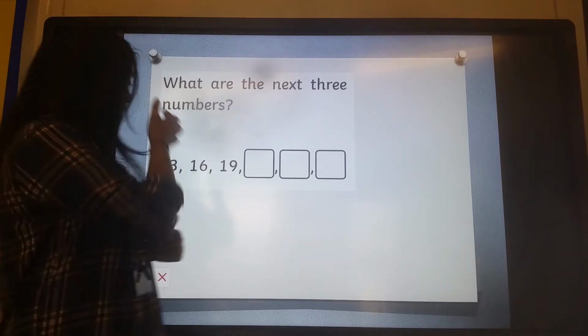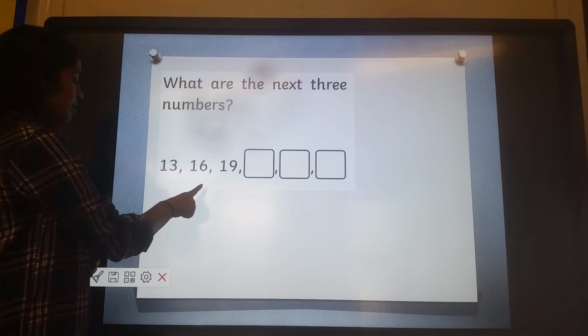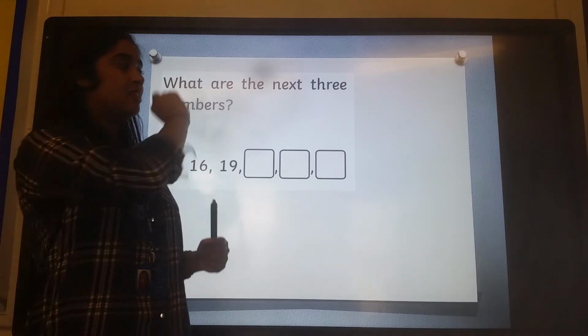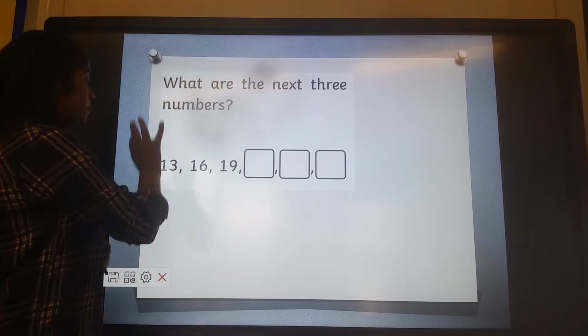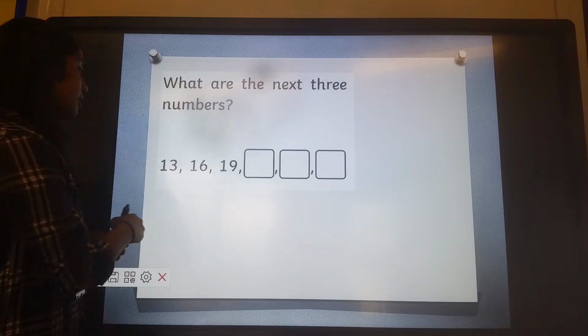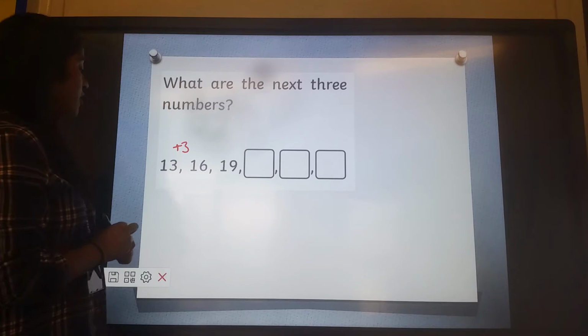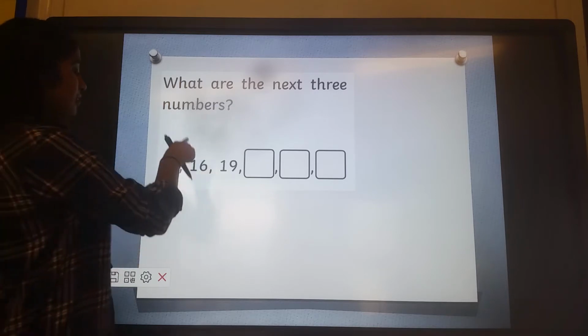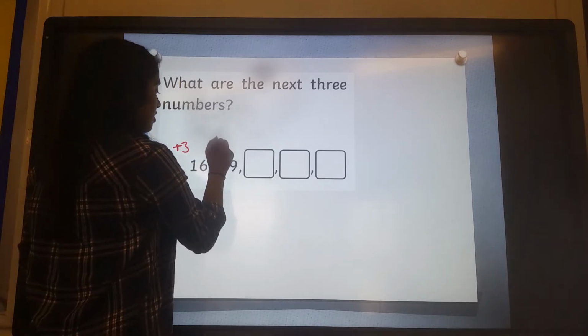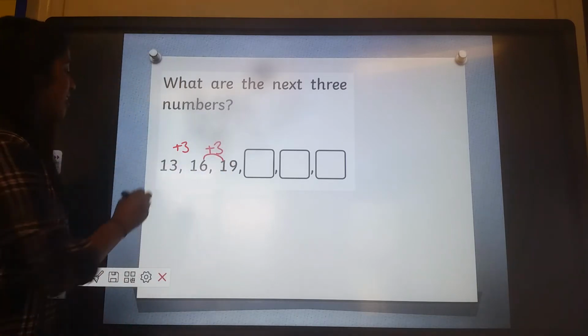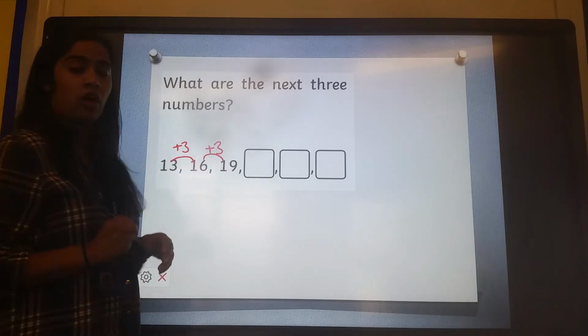Are we ready? Okay, let's have a look. So from 13 to 16, what is the difference? How much have I jumped up by? The answer is 3, because the difference between 16 and 13 is 3. And 16 plus 3 is 19, so what I now need to do is add on 3 onto 19.